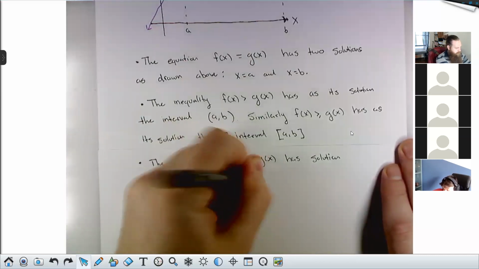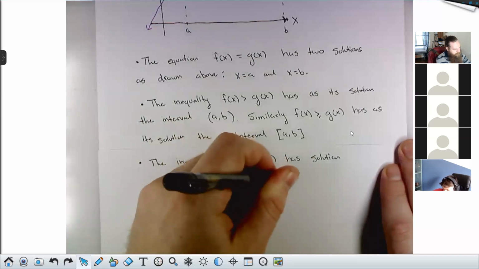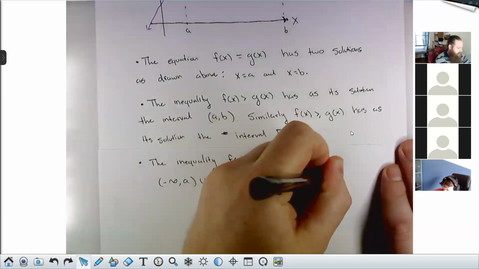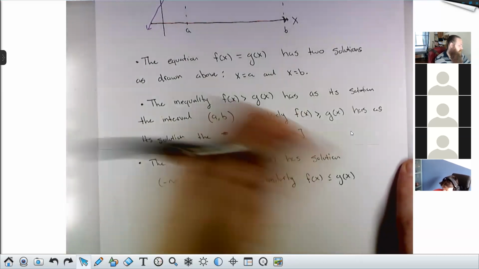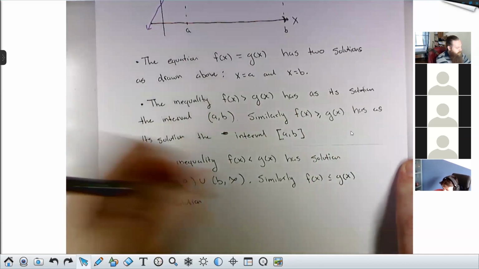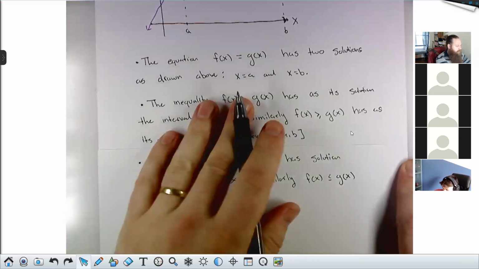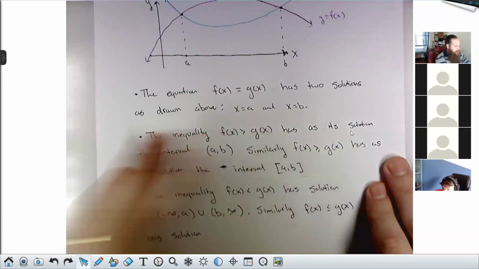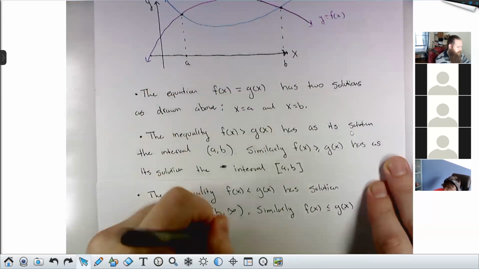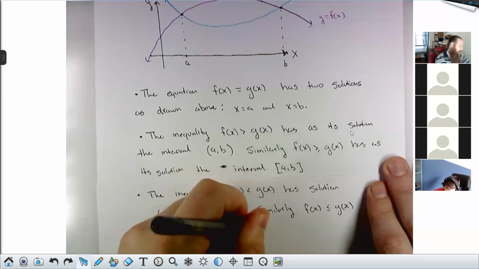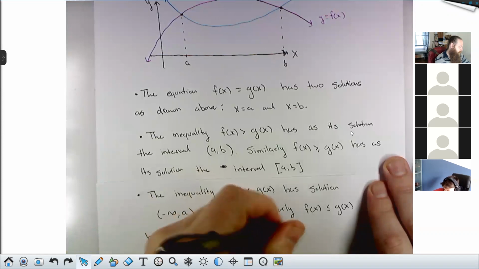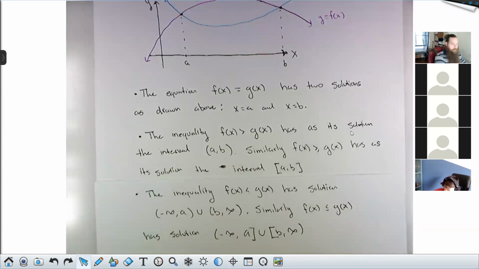And similarly, f of x is less than or equal to g of x has as solution, we always use the parentheses, the open parentheses on the infinity symbol, but the a and b here would also be solutions to this. This would be negative infinity to a bracket union with bracket b to positive infinity. Right, so this is the basic idea.